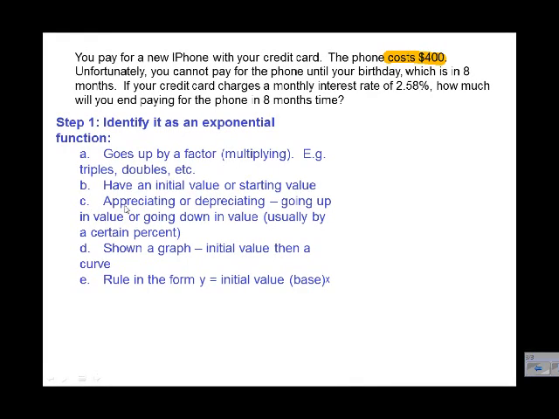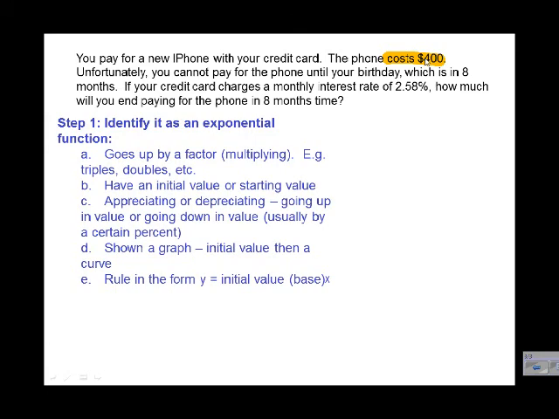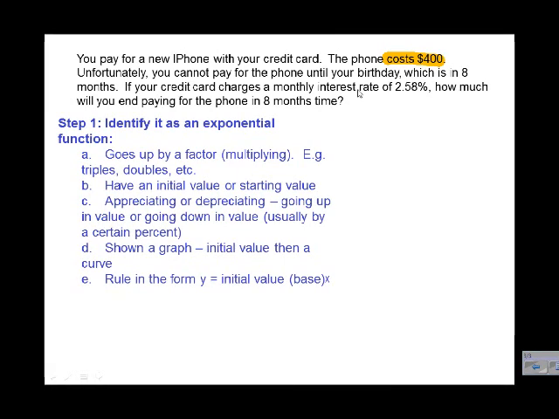Other words you might see are something like appreciating or depreciating. And that just means that it's going up in value or going down in value. And usually that's by a certain percent. Well, even though this doesn't say it's appreciating or depreciating, we can tell by the way it's written that it is in fact going up in value. In other words, we pay $400 for the phone initially, but since the credit card company charges us interest, in 8 months' time we'll have to pay more than the $400 that the phone costs. And we can see here that in this case it's going up by 2.58%. So we'll highlight that as well.